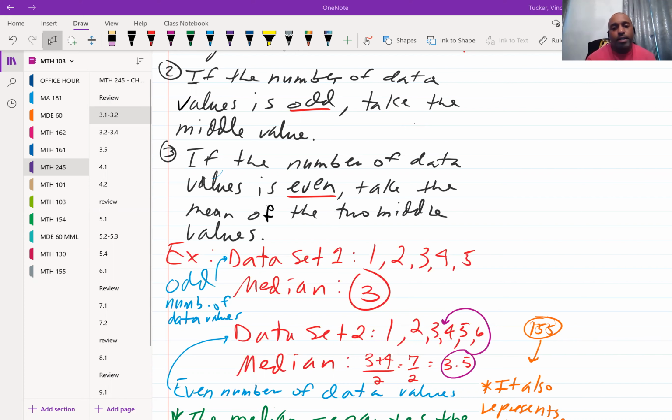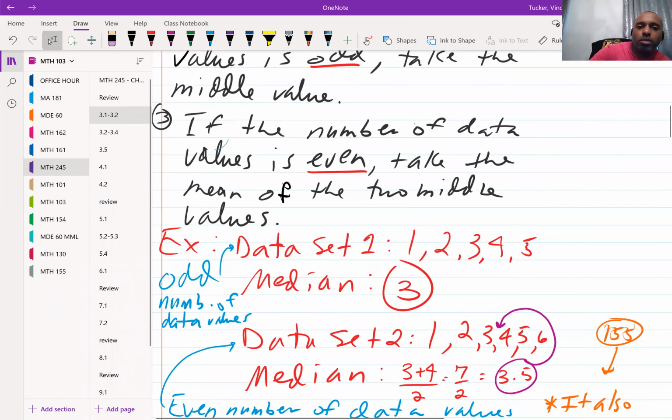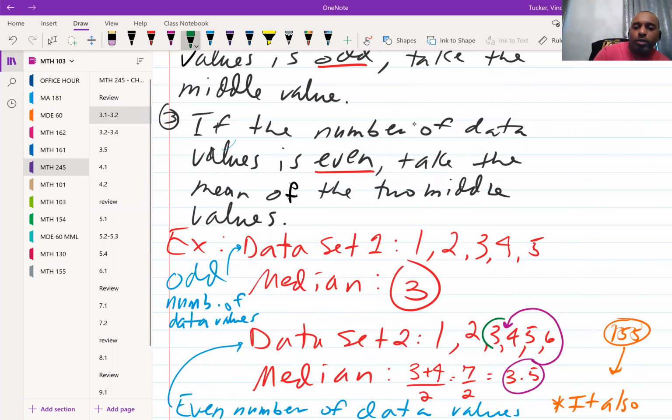Now in the second data set, we have 1, 2, 3, 4, 5, 6. So we have 6 numbers. That's an even number of data values. That means we don't have a legitimate middle number. So what we would do is take the 2 middle values. Let me see if I can magnify this. Take the 2 middle values, which is 3 and 4, add them together and divide by 2. That'll give us 3.5. And notice 3.5 is in between 3 and 4. So that splits our data in half. That gives us our middle value to split our data in half.